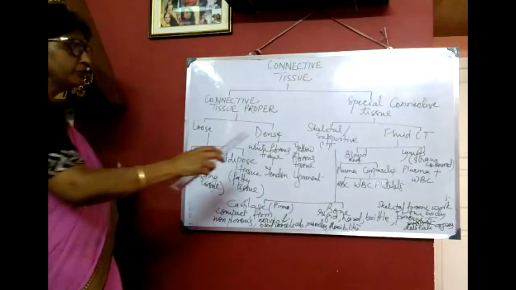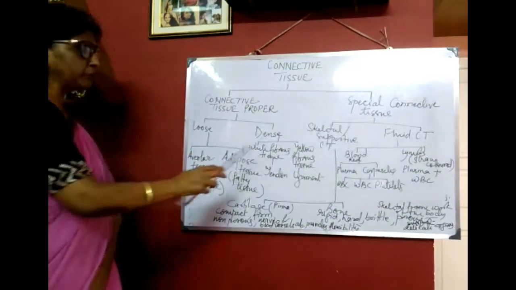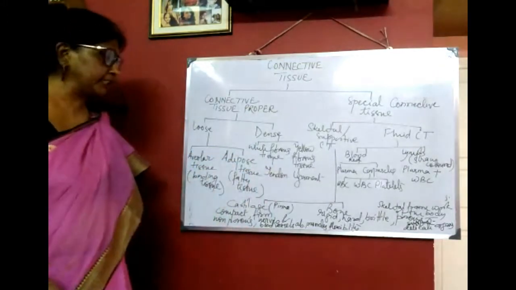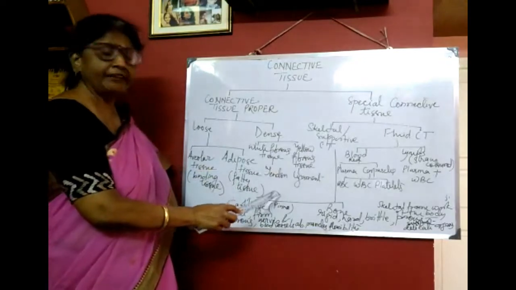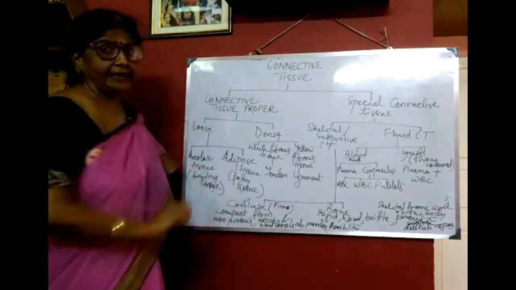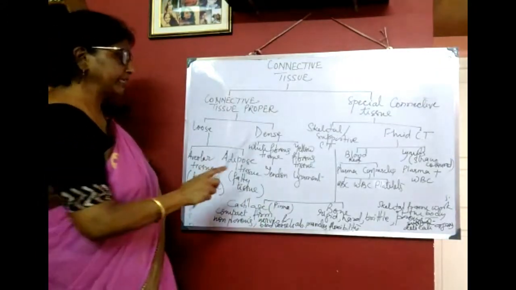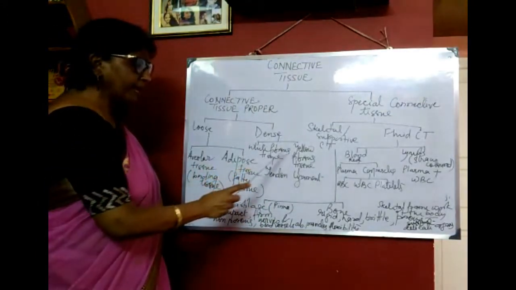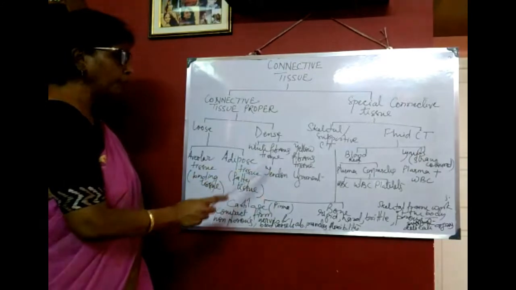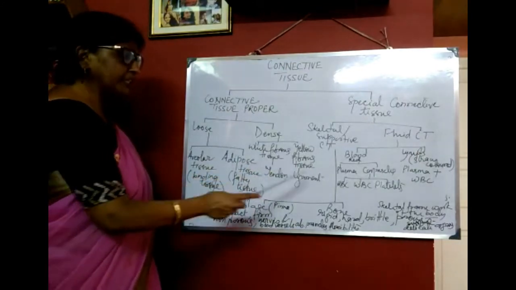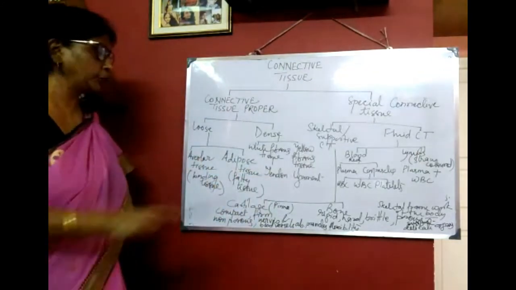Okay. Now under dense, 2 types, white fibrous tissue and yellow fibrous tissue. Very, very important difference between tendon and ligament. Now dense white fibrous tissue, yellow fibrous tissue. Tendon is white fibrous tissue, ligament is yellow fibrous tissue.